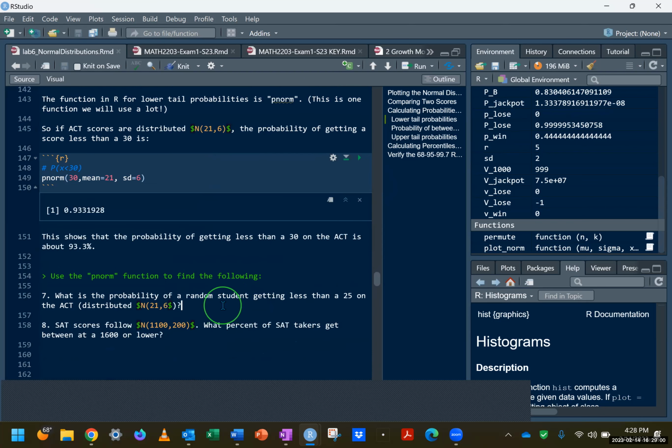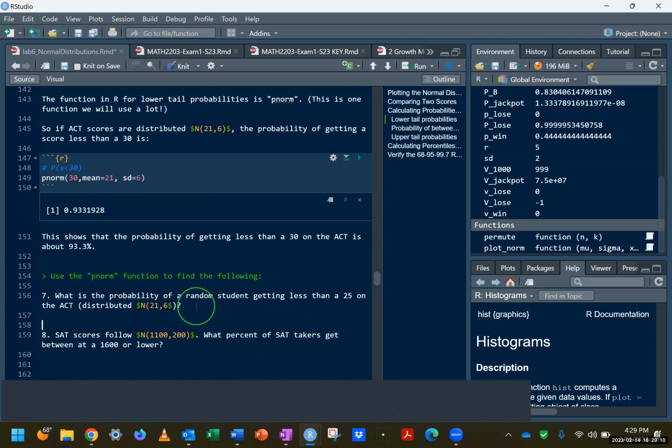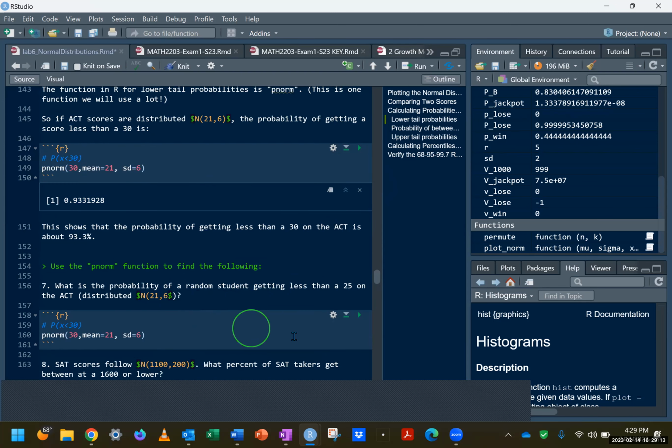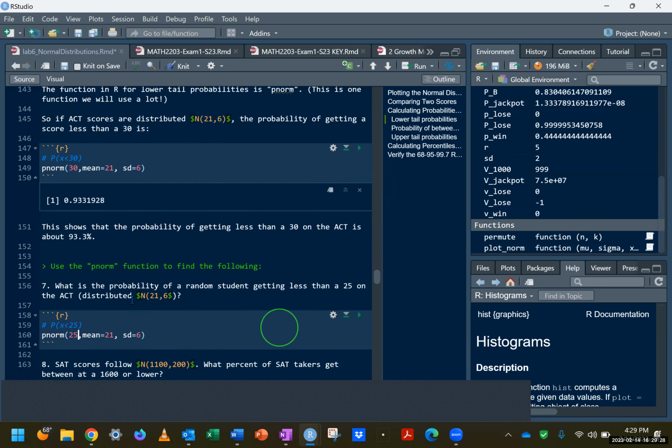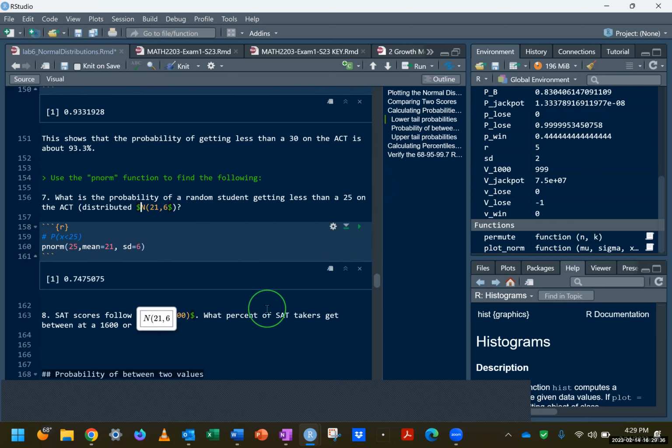So here are some examples where we can practice using pnorm. If I want to do the same thing again, I'm just going to save some time and copy paste it. I want to find the probability of getting less than a 25 on this same test. 25 corresponds to this value here, with the same mean and standard deviation, since it's normally distributed. So it's a little bit less, 74%.